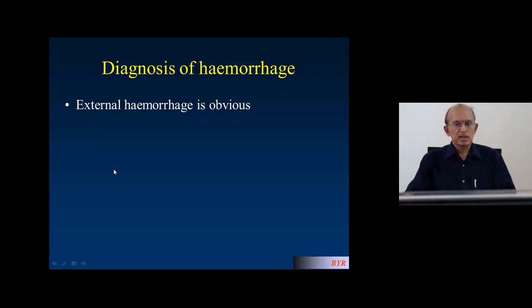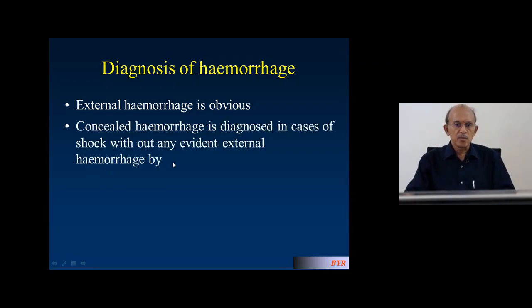External hemorrhage is obvious. If there is a wound, you can simply see the bleeding from the wound or hematoma there. Concealed hemorrhage is diagnosed in case of shock without any evident external hemorrhage. For example, the patient has internal bleeding. There is a rupture of aneurysm of the liver, so there is bleeding into the peritoneal cavity. It is not seen outside. But you make a diagnosis of shock by the clinical parameters.